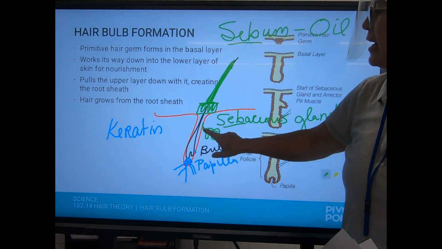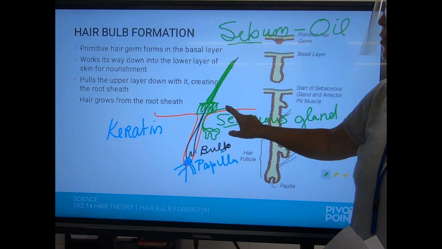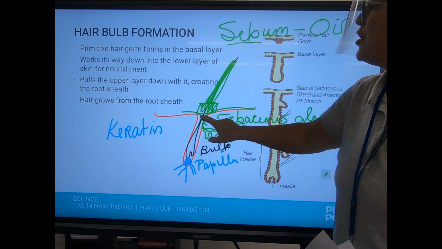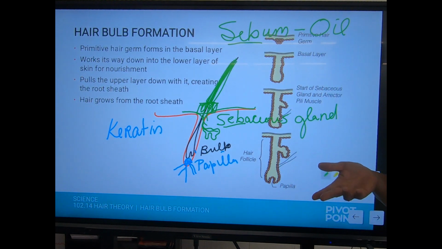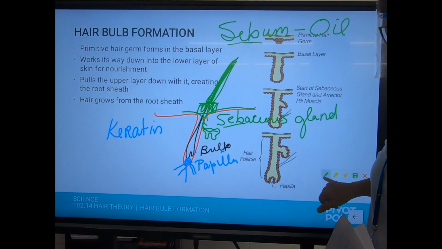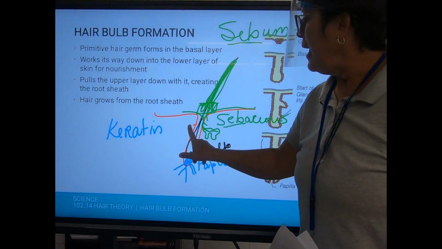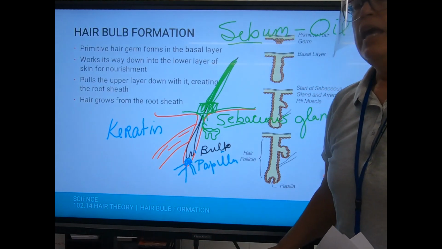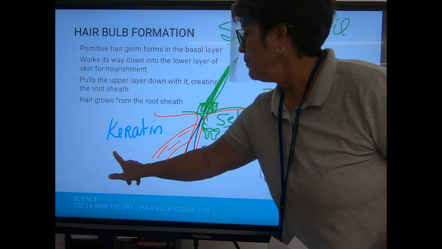The oil comes out of here, flows up our follicle, and flows onto our skin or up our hair shaft, making our hair oily. First, it's just keeping it healthy, but then too much of that will make it oily. Right? There's also a muscle right here, and it's called the erector pili muscle.